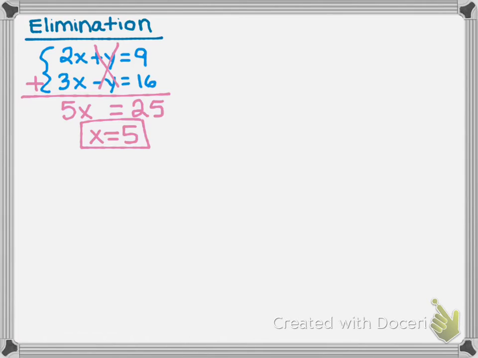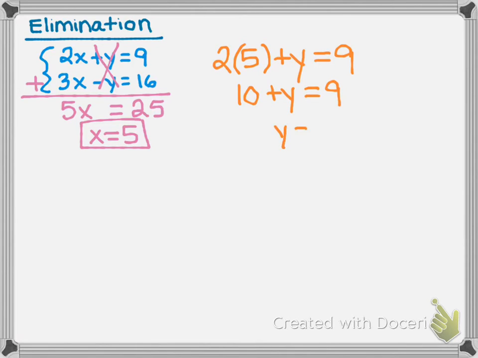For this, it doesn't matter which one you plug it back into. And just for the sake of it, I'm going to choose the first one. So I have 2 times 5 plus y equals 9. So 2 times 5 is 10 plus y equals 9. Subtract 10 from both sides, and y gives you negative 1. Just like before, you have to write it as a coordinate point, 5, negative 1.